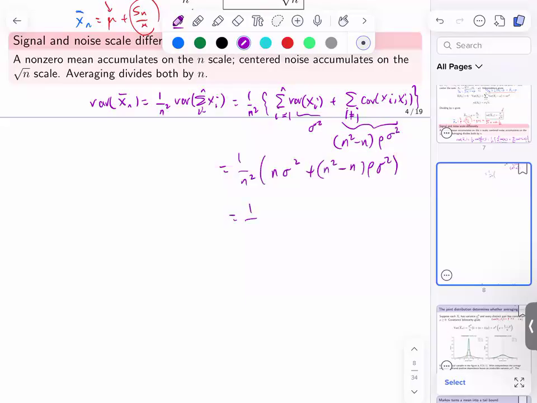So if I pull the sigma squared out, I get the sigma squared over n here, but here I'm going to get n plus n squared minus n times rho. Okay, and then the n's kind of cancel. You get sigma squared over n times 1 plus n minus 1 times rho, right?